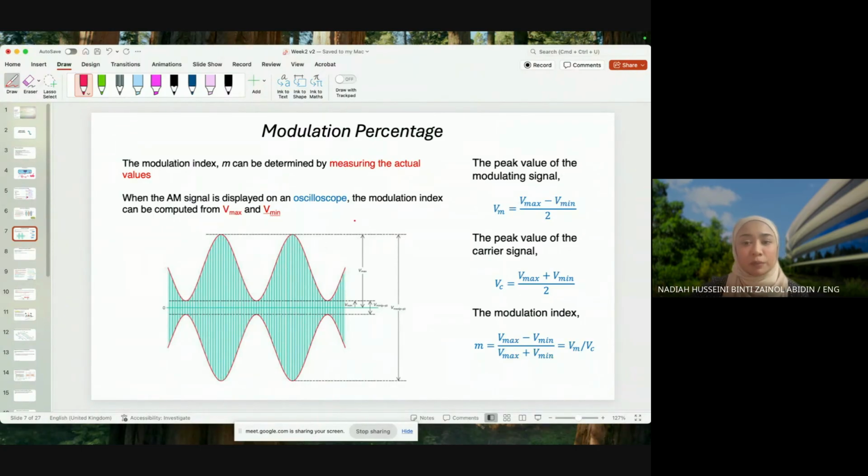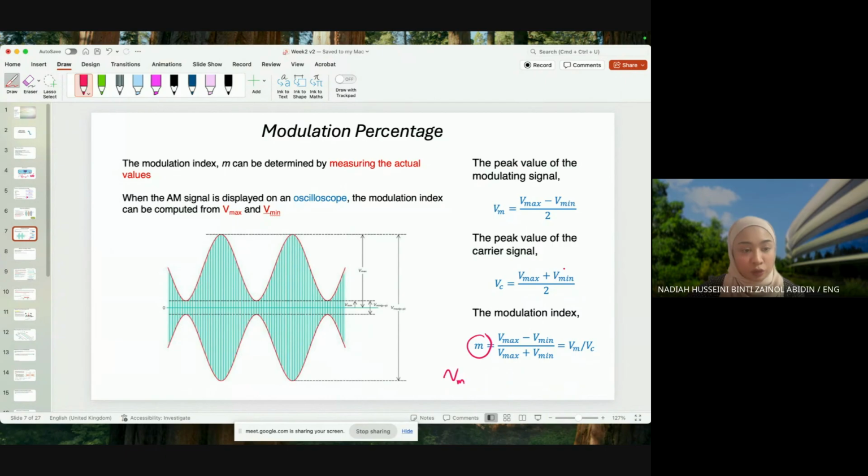We also talked about modulation index. Modulation index is given by M. Don't get confused with the modulating signal, because a modulating signal is Vm. This is just M. So M is Vm over Vc, where Vm is Vmax minus Vmin, and Vc is Vmax plus Vmin.